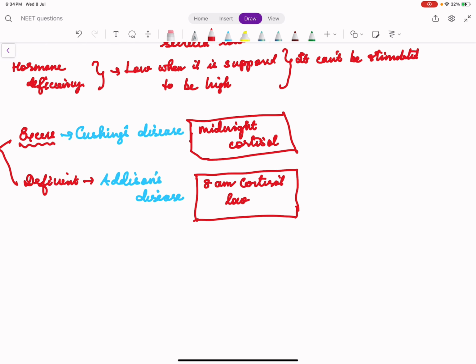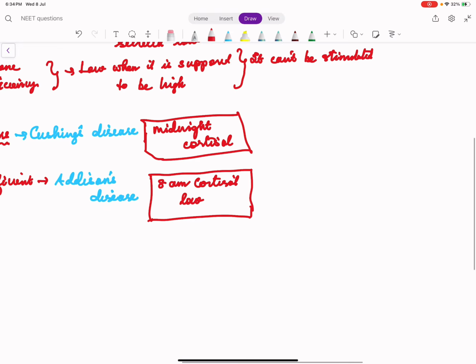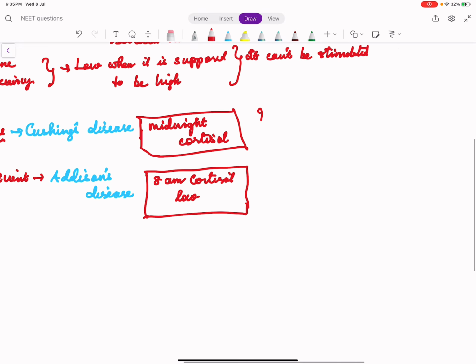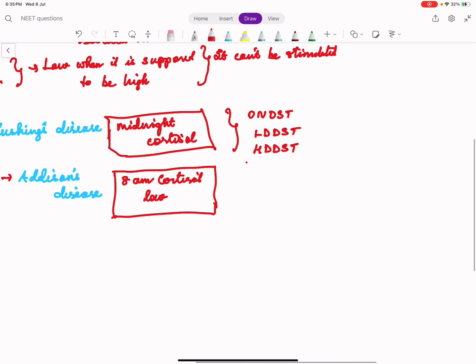Now, how will you confirm that? To say cortisol is in excess in Cushing's disease, it has to be high when it is supposed to be low. That is, midnight cortisol is high, and it cannot be suppressed. So we have some suppression tests called overnight dexamethasone suppression test, low dose dexamethasone suppression test, high dose dexamethasone suppression test. We are not discussing the details, but giving dexamethasone or external steroids will not suppress this cortisol. So this is the confirmatory test.